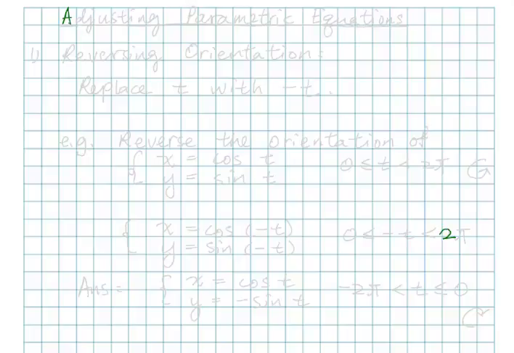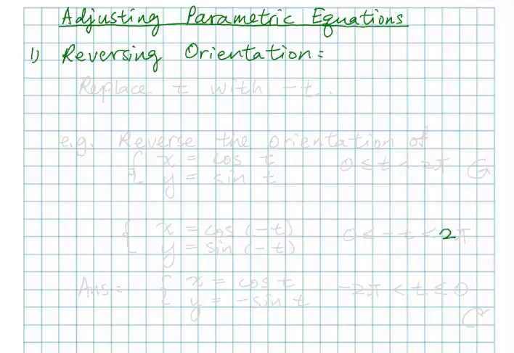There are two patterns of adjusting parametric equations. Pattern number 1, reversing orientation. In order to do so, we replace every t with negative t, including any inequalities which describe the bounds on t. This will reverse the orientation of the curve.